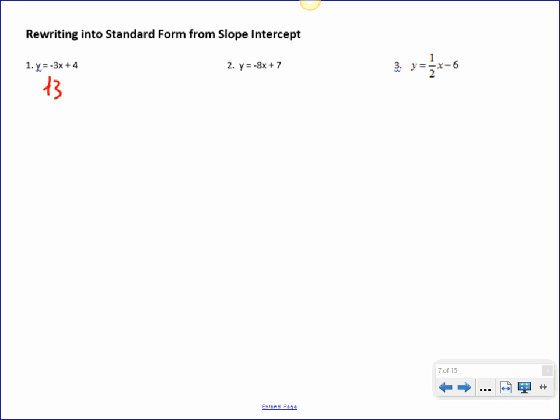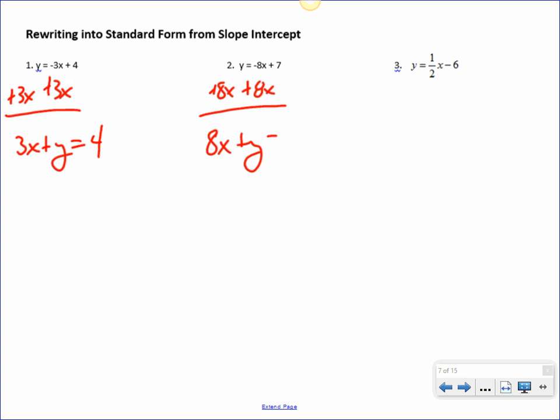So on this first one, I would add 3x to both sides, and what I'd be left with is 3x plus y is equal to 4. On the next one, we'd be thinking about how I can get the negative 8 to the other side. So I would add 8x to both sides. So I got 8x plus y is equal to 7.